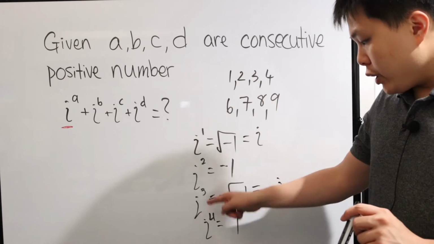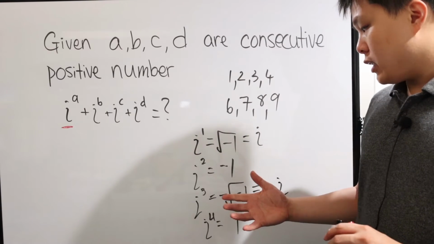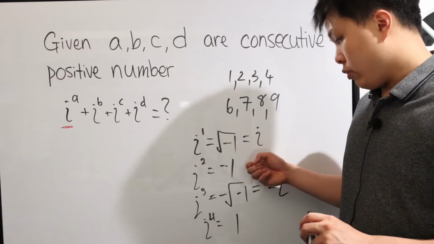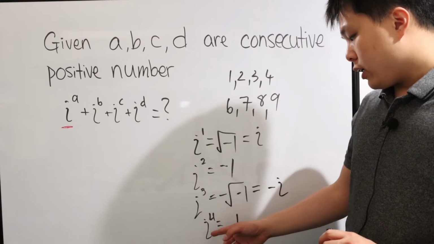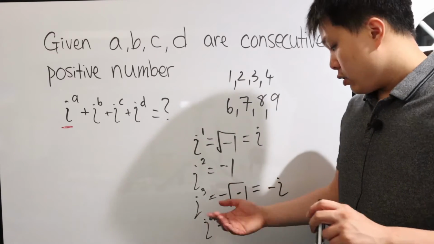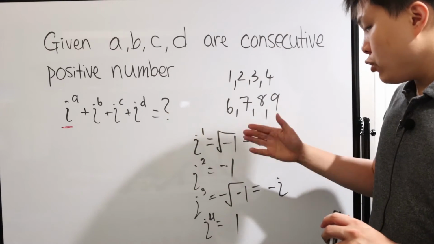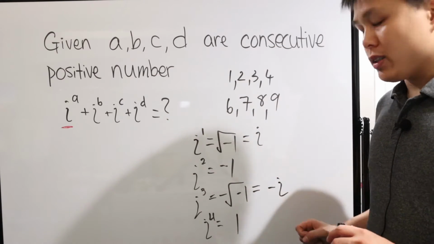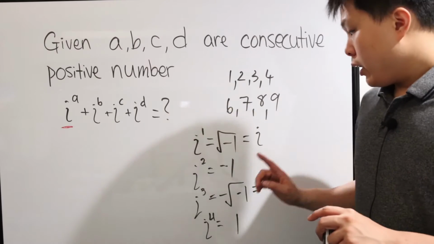Here's the thing. If we keep on going, i to the fifth power is actually just going to be i to the first. i to the sixth power is actually just going to be -1, or i to the second. i to the seventh is i to the third. i to the eighth is just i to the fourth. So on and so forth. It keeps on rotating because as you keep multiplying, you're jumping and oscillating between these values. That's what helps us solve this problem.